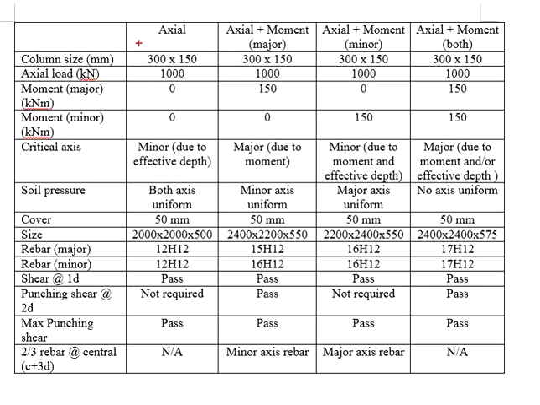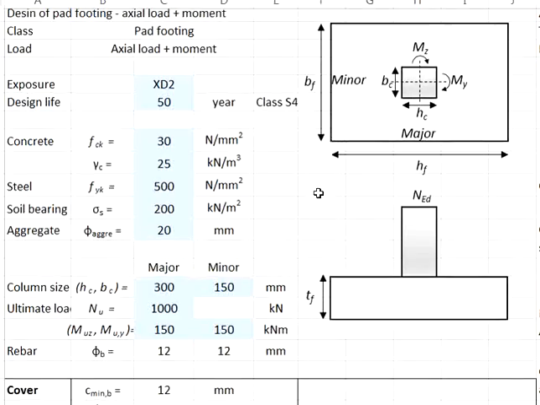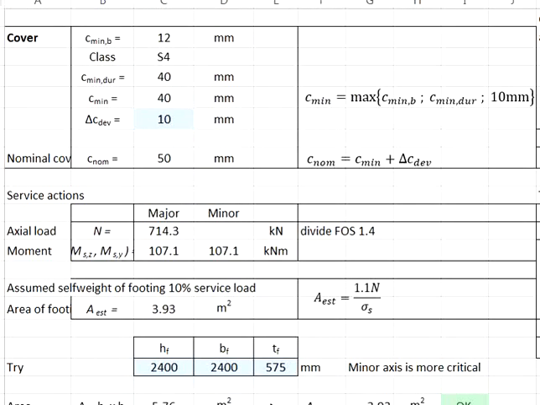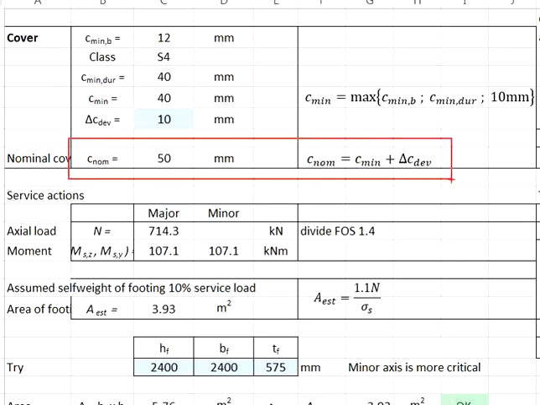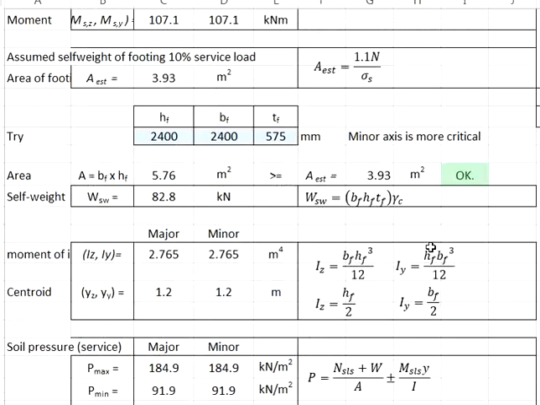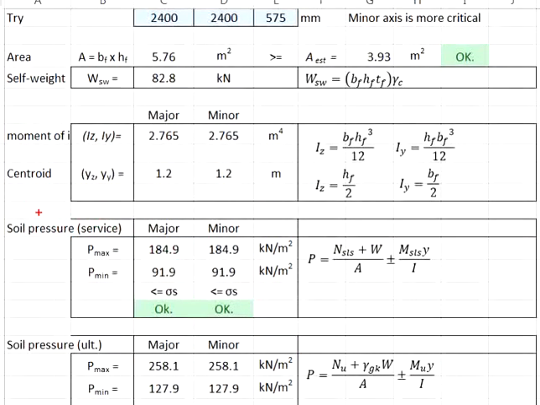We take the same size of column and same magnitude of load, except with different combinations of moment on the pad footing. The design steps basically cover determining the nominal cover of the pad footing, and proposing a suitable size of the pad footing on the basis of the surface soil pressure. We need to ensure that the surface soil pressure does not exceed the soil bearing capacity.